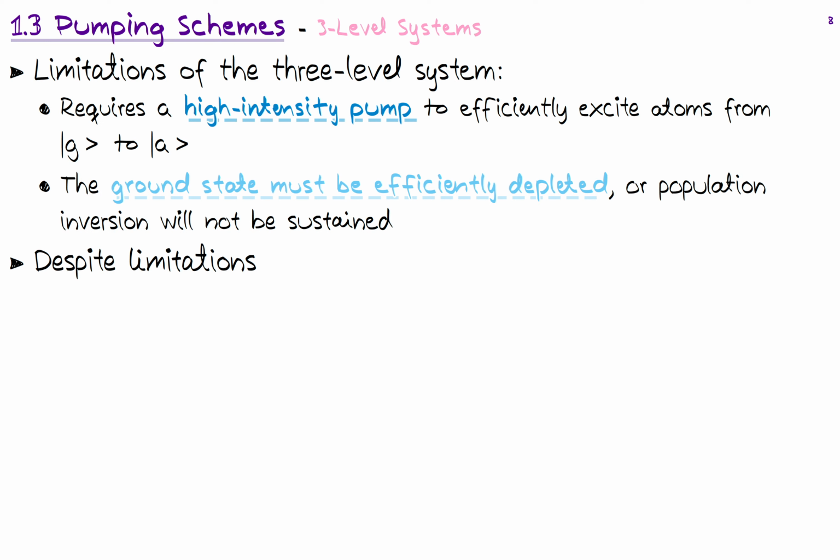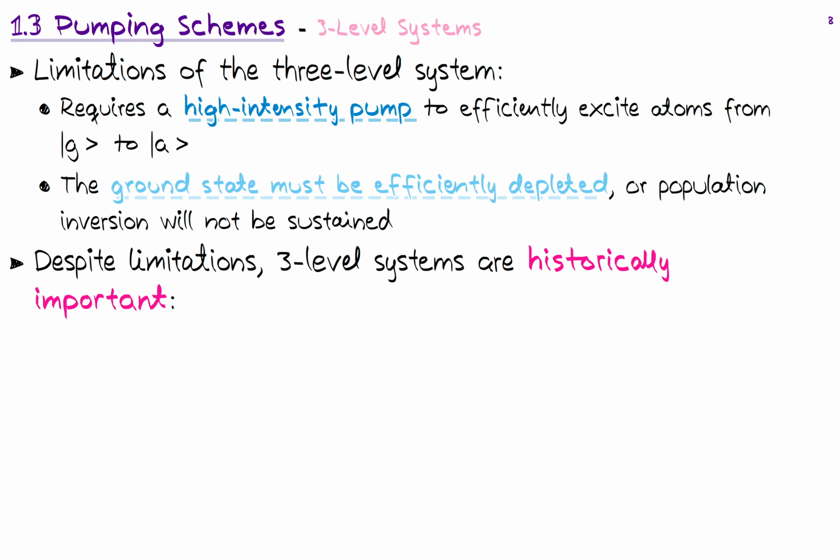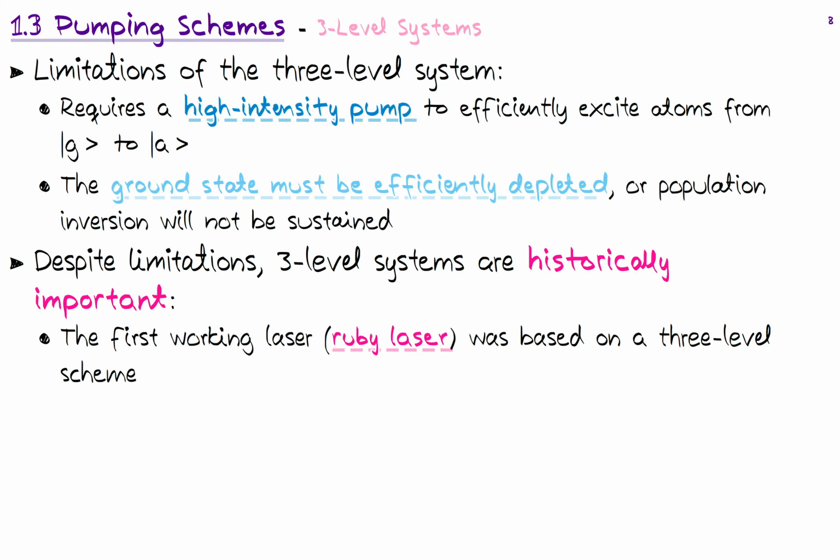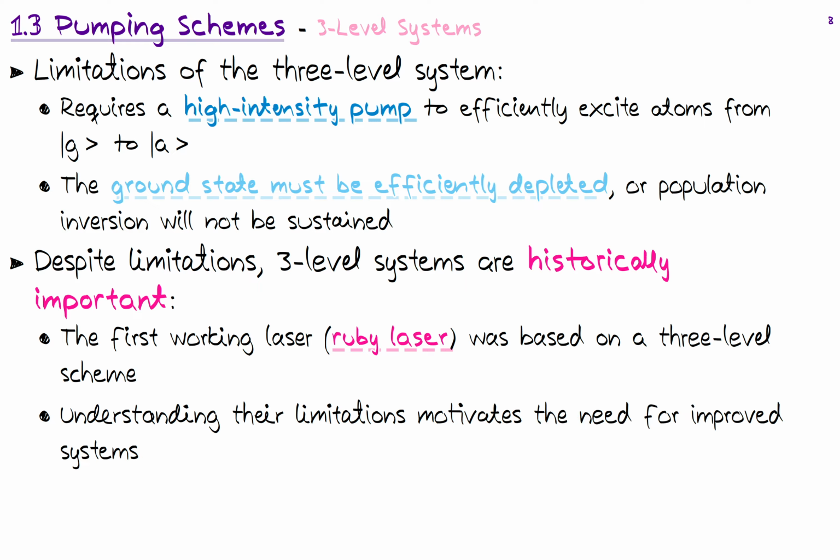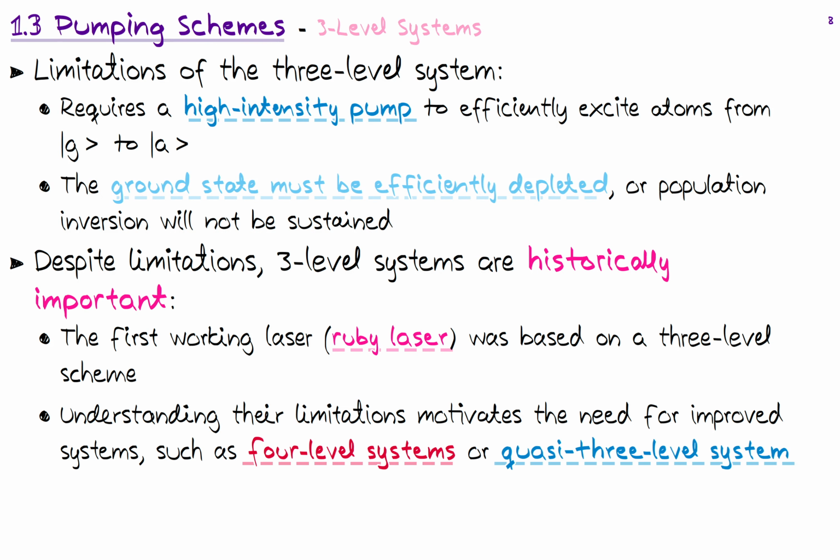But despite this limitation, 3-level systems work, and historically especially they are extremely important. For example, the first ruby laser was really based on a 3-level scheme. And now we go forward and we want to look into a little bit more complicated system and try to understand what's the limitation in a 3-level system that can be improved seriously by considering a more complicated system. So let's now look into a 4-level system or a quasi 3-level system, which is essentially very similar conceptually to a 4-level system.